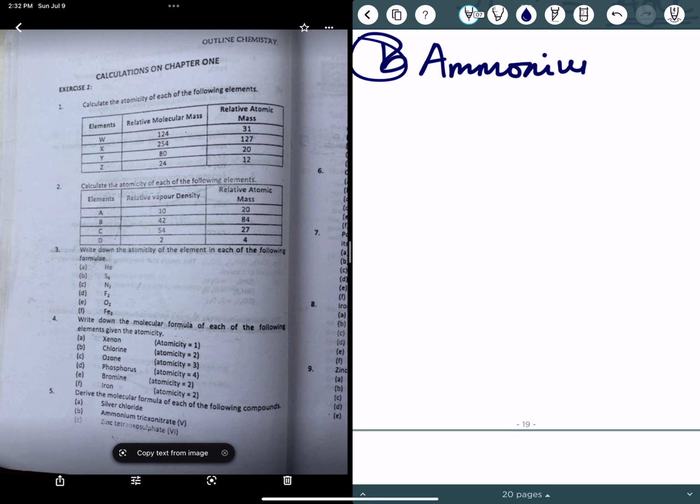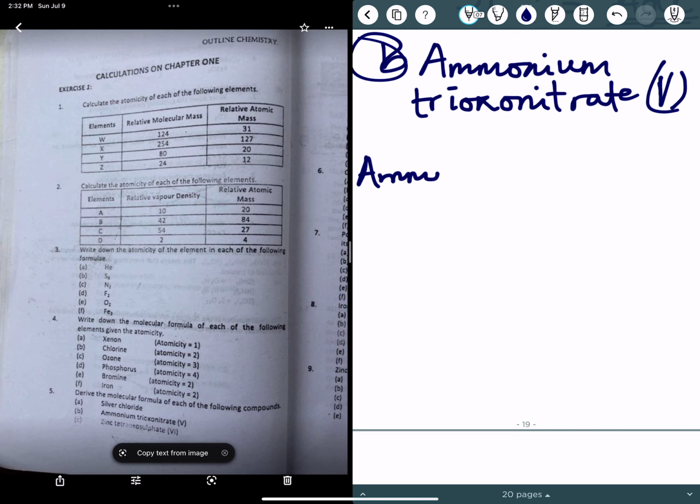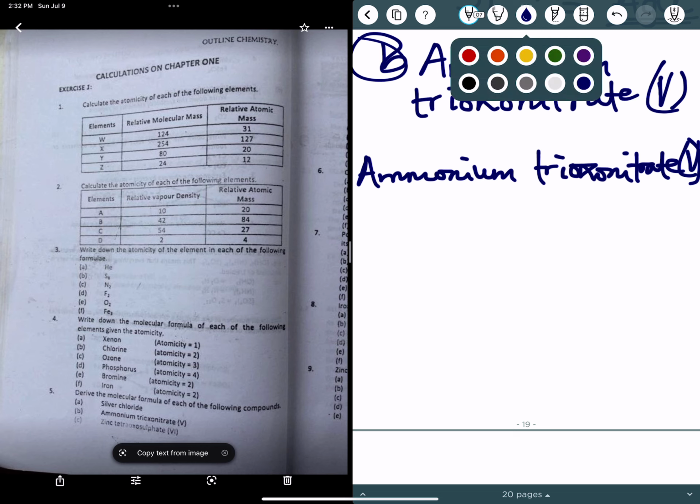Ammonium trioxonitrate 5. I'm supposed to write it in a single file, but my screen is a bit short here, so I'll try. But you can write yours in a single file. I can squeeze it if I want to squeeze it. Ammonium trioxonitrate 5 in a single file. No. When the space is no.